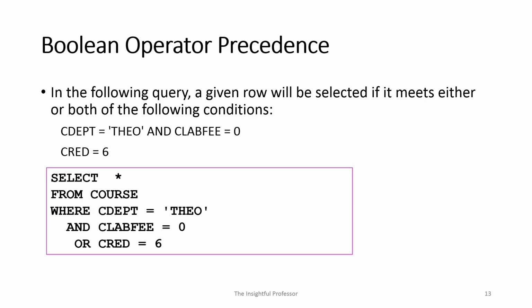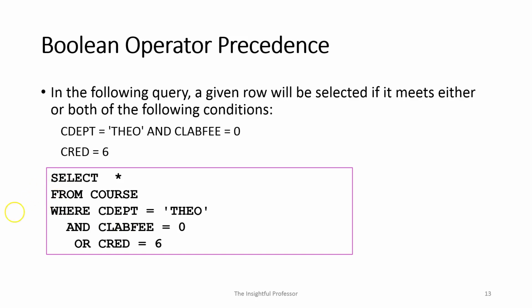Okay, in our next example, we're looking to retrieve rows from the course table once again, but notice we have a situation where the department is equal to theology, the lab fee is equal to 0, the credit is equal to 6. But the way we're connecting these three simple predicates is a little bit more complex because we are connecting two of them with and and we're connecting the third one with or. So what happens? Again, it's just like having multiplication and addition. You do the multiplication before the addition because of the operator precedence. Multiplication has a higher precedence.